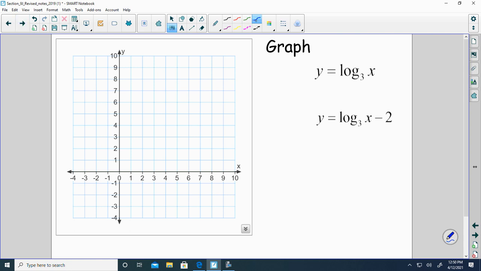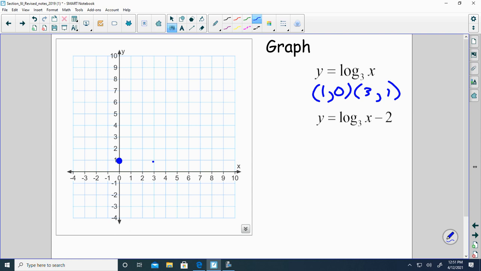All right, so I can't have any negative values in here. So let's think about some two points that we could probably do. If I plug 1 in, what is log base 3 of 1? What's the log of 1? 0. So I get 1 comma 0 here. I could plug 3 in as well, because 3 is the same thing as 3 to the first. Log base 3 of 3 is going to be 1, so I get 3 comma 1.